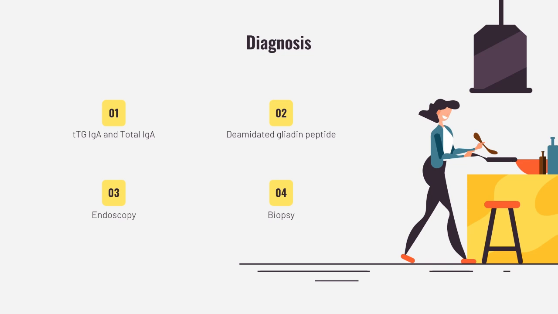Okay, so how do we diagnose celiac disease? Diagnosis is based mainly on serology, which is a blood test, and endoscopy with a biopsy of the duodenum. This is to confirm the disease.